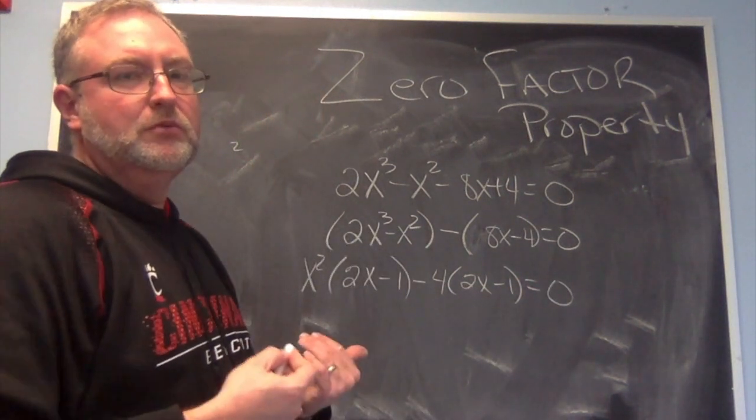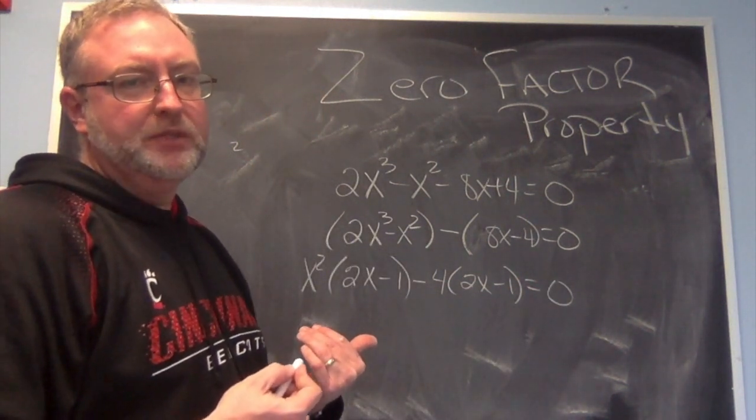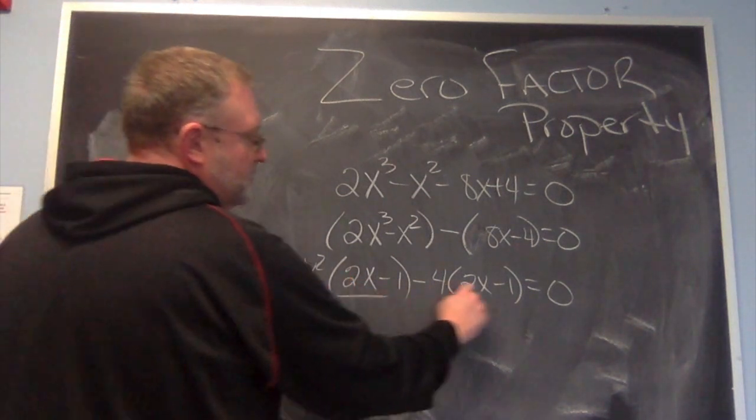Now you have your 2 binomials that will solve this. Obviously, 2x minus 1 is shared.